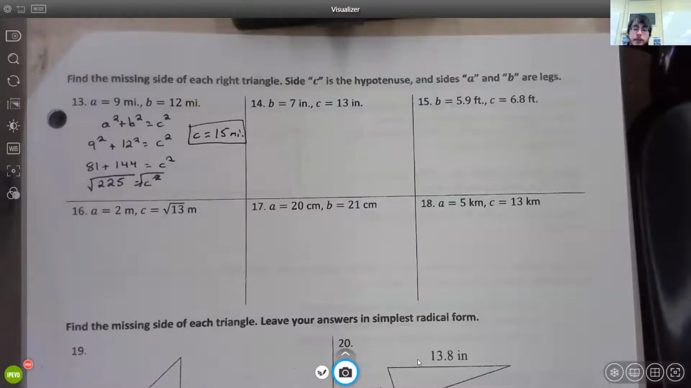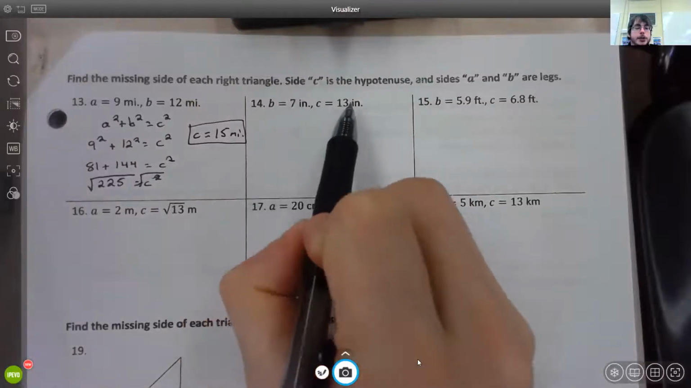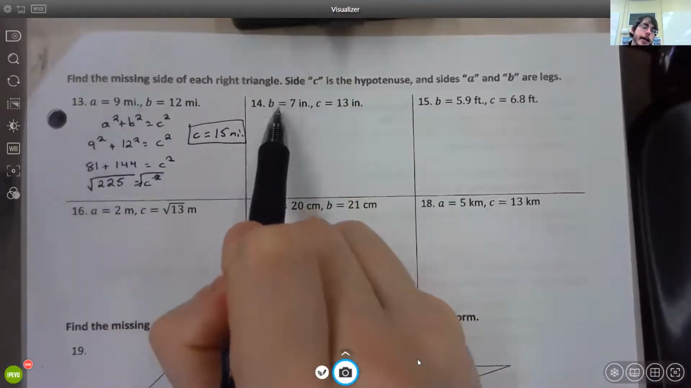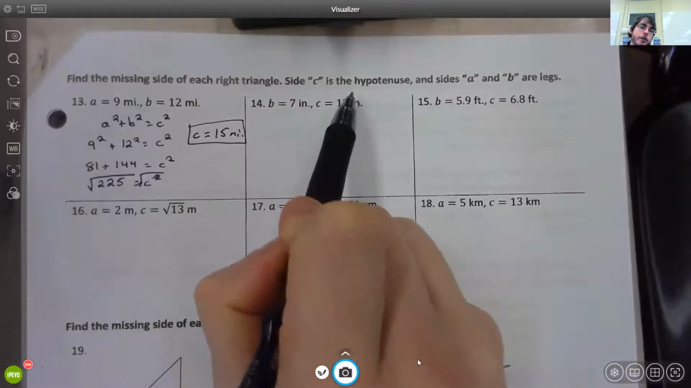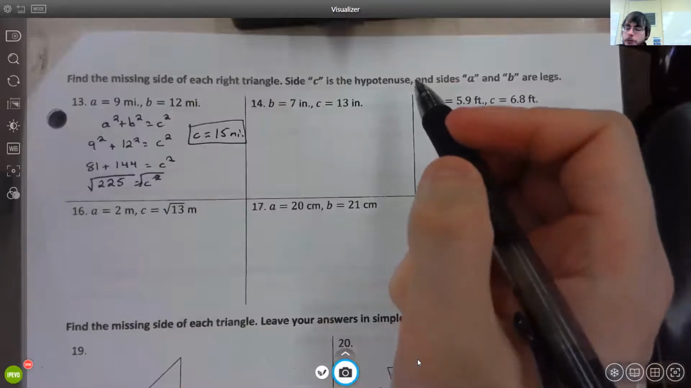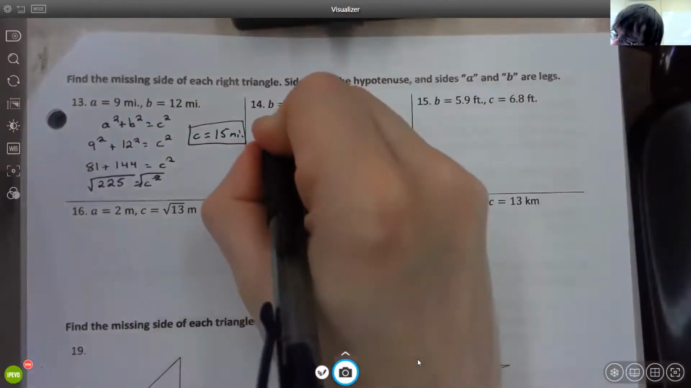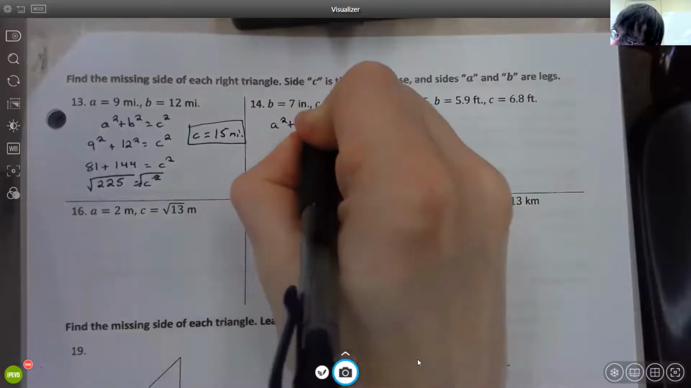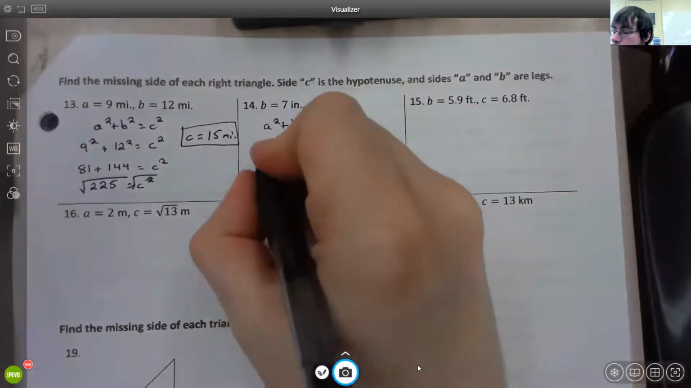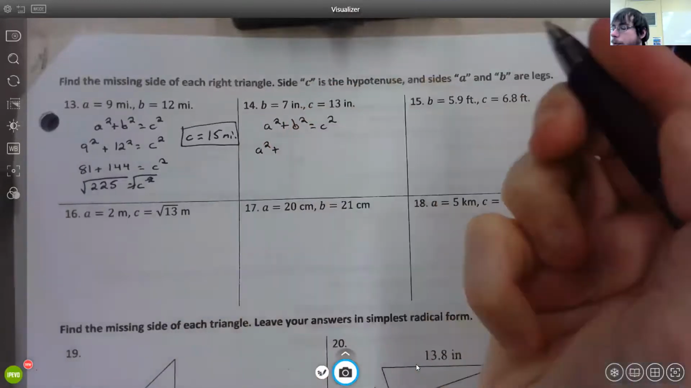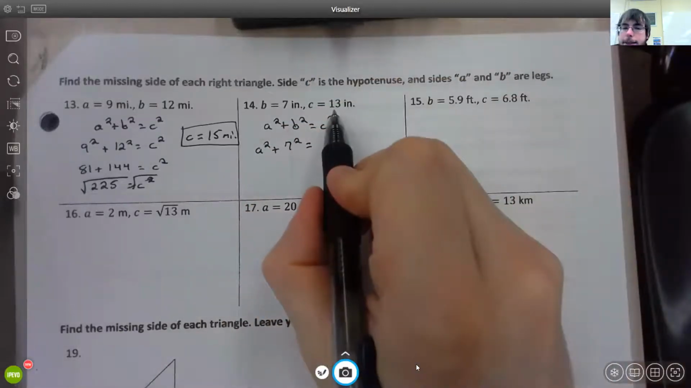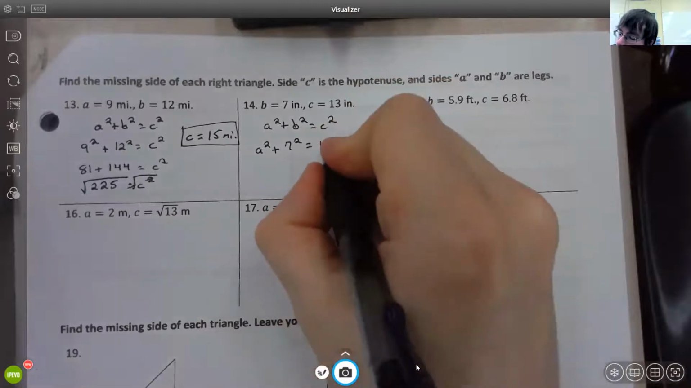Number 14, you have B equals 7 inches and C equals 13 inches. So unlike the first one where we had A and B, this time we have a leg and we have a hypotenuse. But we're still going to do it the exact same way since this is a right triangle. So we're going to still use the Pythagorean theorem, a squared plus b squared equals c squared. We don't know what a squared or a is, so we just drop it down, a squared. B is 7, so plus 7 squared. And C is 13, so equals 13 squared.